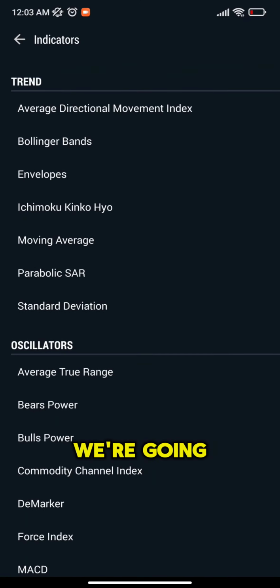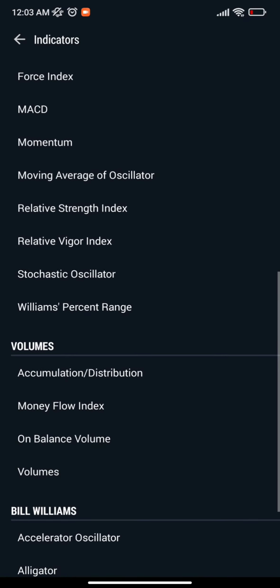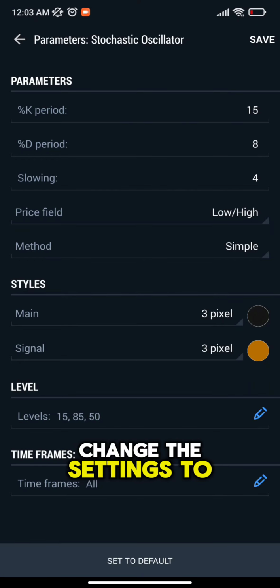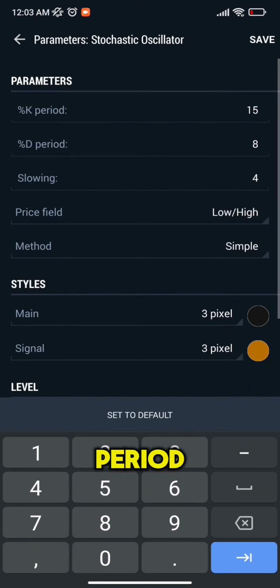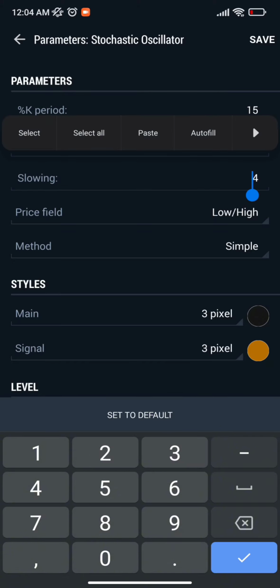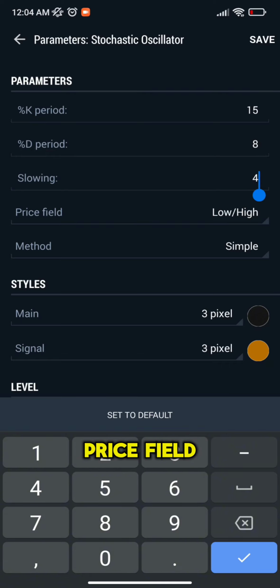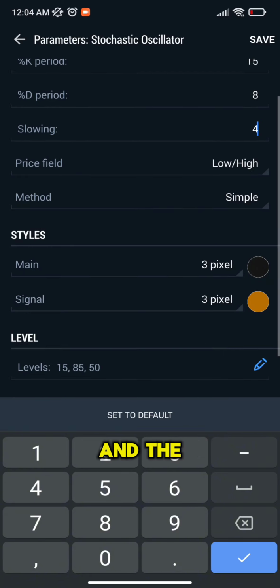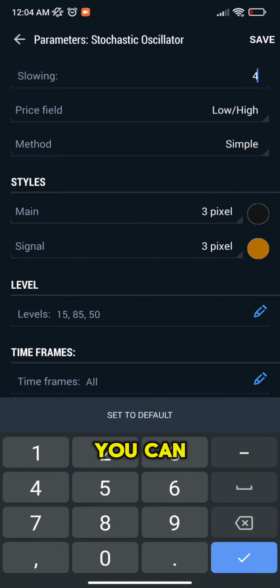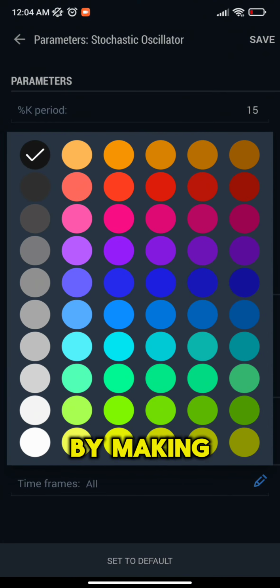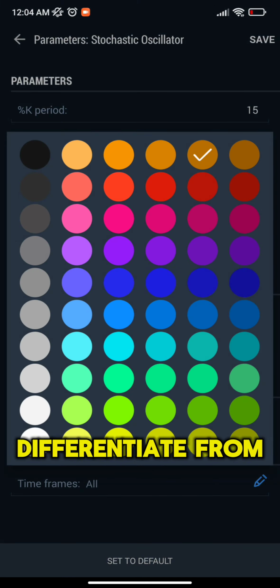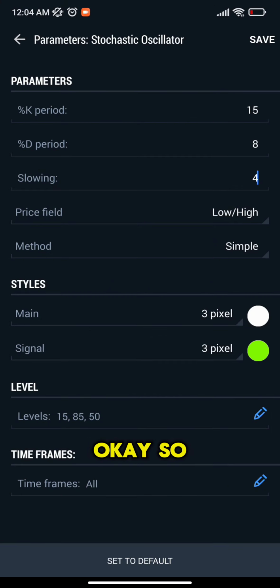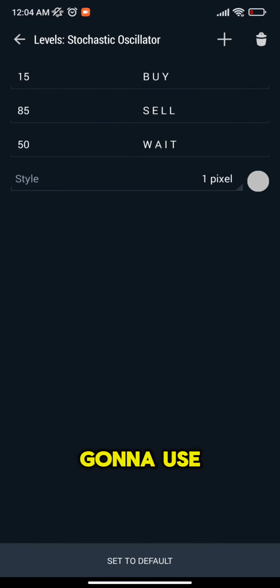First of all, we're going to select the stochastic oscillator, and we have to change the settings to 15 on the K period, 8 on the D period, and 4 on the slowing. Remember to keep the price field on low to high and the method to simple. You can also change the styles by making sure that you color the signal line and differentiate from the main line. Okay, so those are the two colors we're going to use.